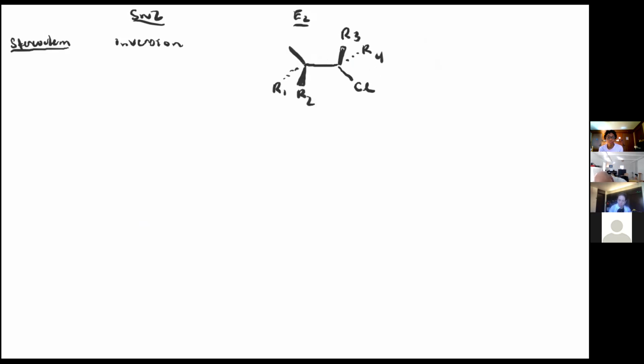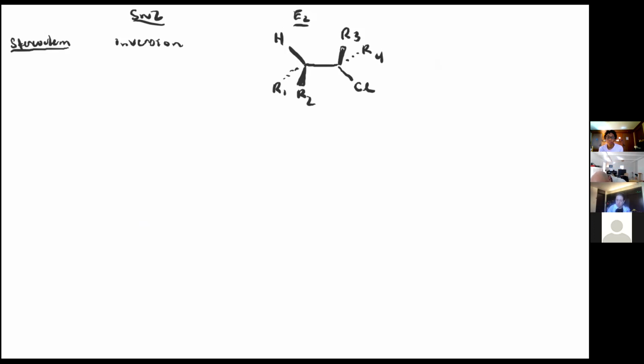So these can be anything you want: hydrogen, carbon, oxygen, whatever. Because I have to have this anti-periplanar orientation of the CH bond and the CCl bond, okay? R2 and R3 will always end up on the same side, and R1 and R4 will always end up on the same side, okay? This was probably actually a good time for a Newman projection.